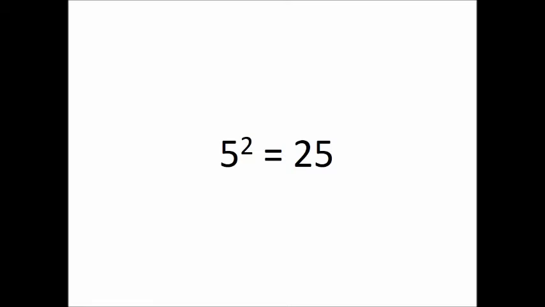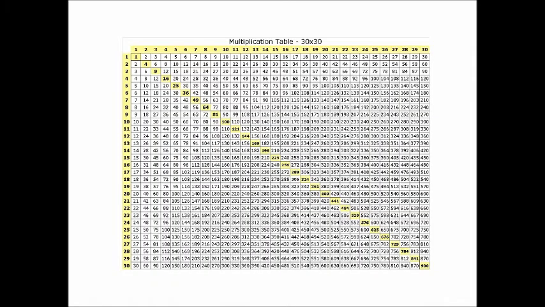5 to the second power equals 25. It's just 5 times 5 equals 25. That's a perfect square. So if you didn't know, perfect squares are what's going to pop up here in a second. I think I have a multiplication table that comes up. There it is. So if you see in the yellow, 1 times 1 is 1, 2 times 2 is 4, 3 times 3 is 9, 4 times 4 is 16. Those are all perfect squares. So when you're doing square roots, those are going to be easy.